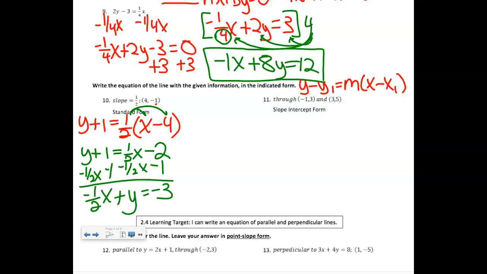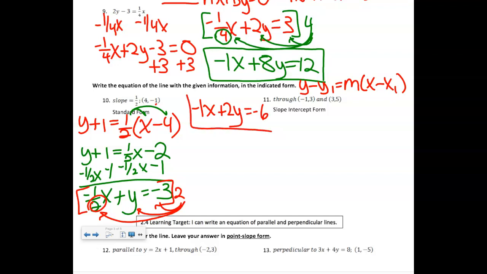Now again, I see I have a fraction, so I need to get rid of that. I see I have a 2 here, so that means I'm going to multiply everything by 2. Okay. Whatever is on top, that's what we leave in front of x. So I'm going to have negative 1x. I'm going to have positive 2y. And then chilling at the end here, I'm going to have negative 6. So this will be our answer.